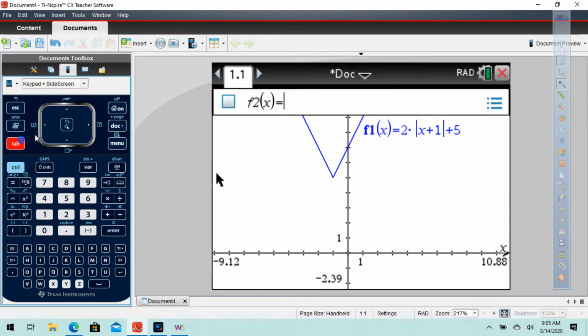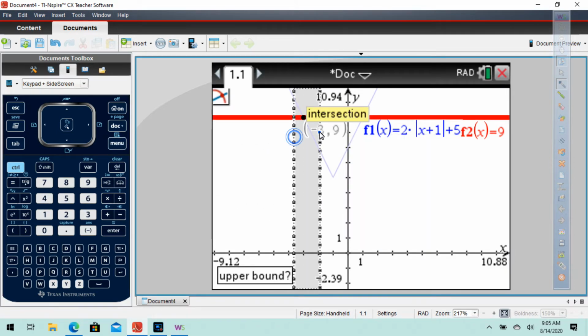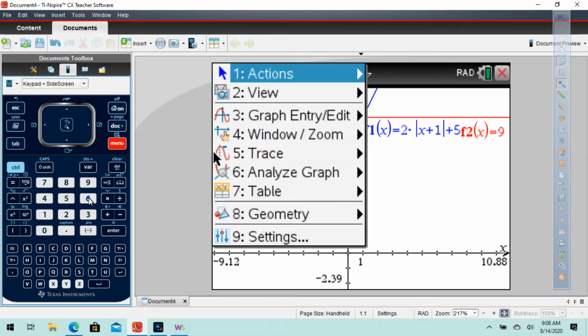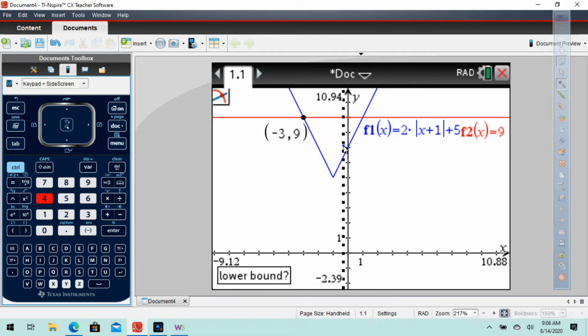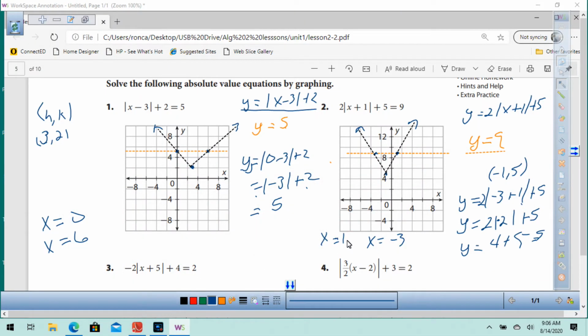let's put our other line in, and that was y equals 9. Enter. Find those points. Menu, 6, 4. -3, 9. Menu, 6, 4. Over here, and there it is again. 1, 9. So we got x equals 1 and x equals -3.